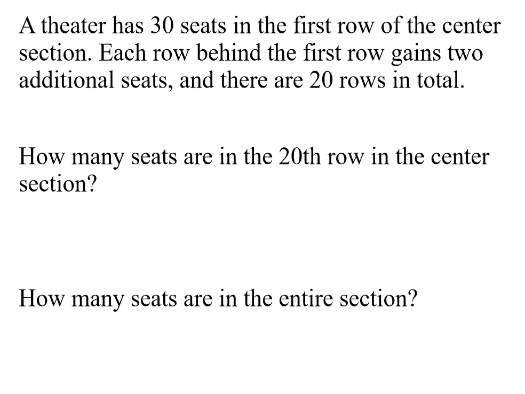Additionally, we can look at these with word problems as well. So a theater has 30 seats in the first row of the center section. Each row behind the first row gains 2 additional seats. So there's your common difference. And there are 20 rows in total. So I have a common difference of 2. I have a starting one of 30 because there's 30 seats in that first row. Okay. So how many seats are in the 20th row in the center section?